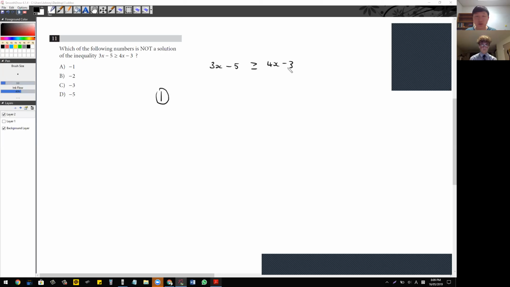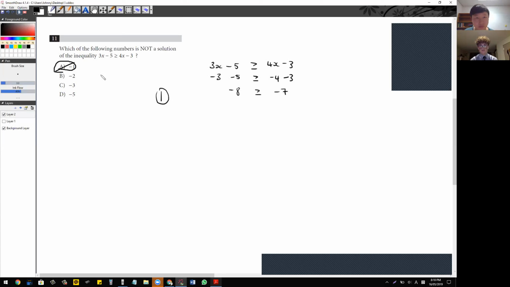So let's rearrange this equation. But for example, if you don't like to rearrange, then you can just plug it in here and plug it in here. So if I plug in -1 in here, then you get -3, -5, -4, -3. Then you get -8 is greater than -7. So that doesn't work, so that's not an answer. What I say is, which of the following is not a solution? So A would be the answer.